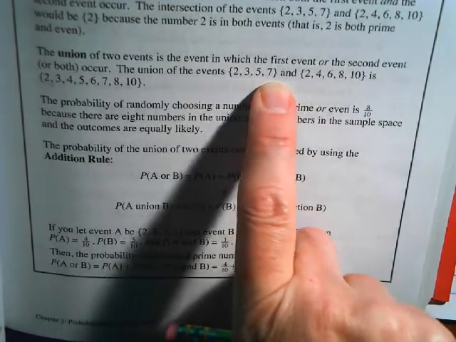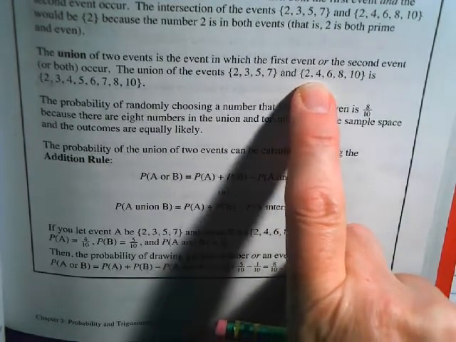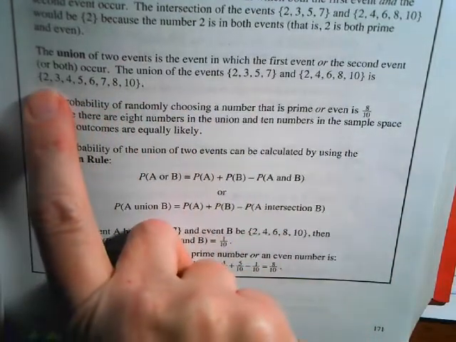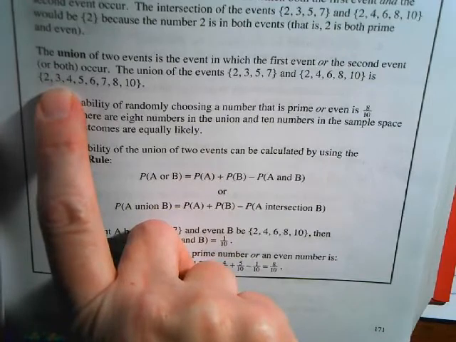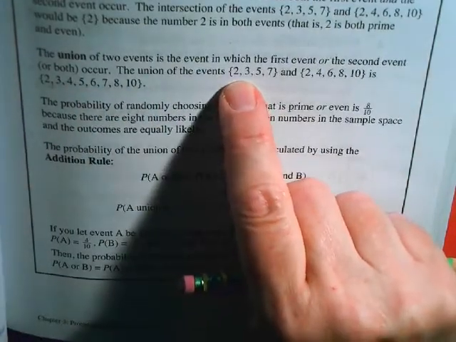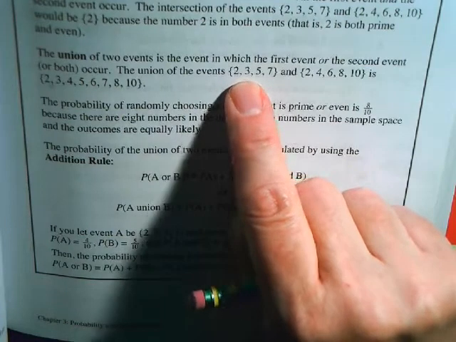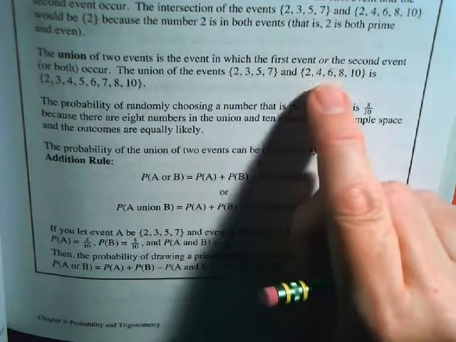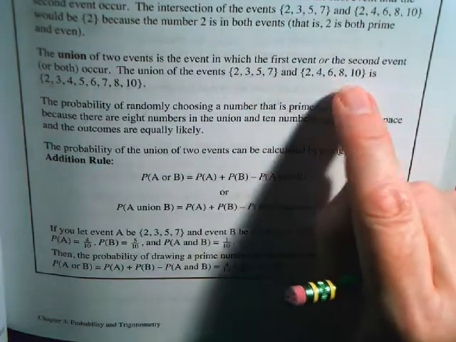2, 3, 5, and 7, and 2, 4, 6, 8, and 10 is 2, 3, 4. So you see how we're not only counting 2 once. 2, 3, 4, 5, 6, 7, 8, and 10.